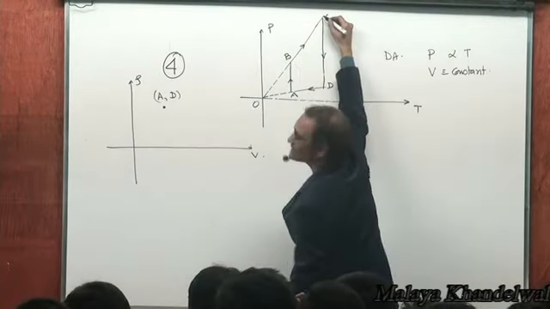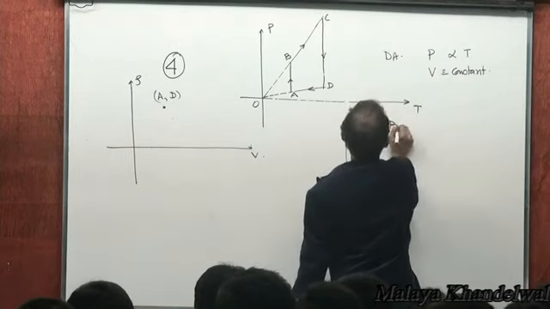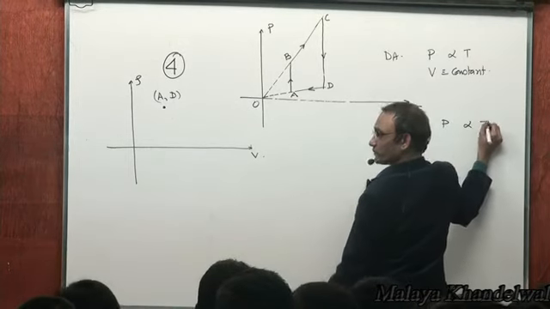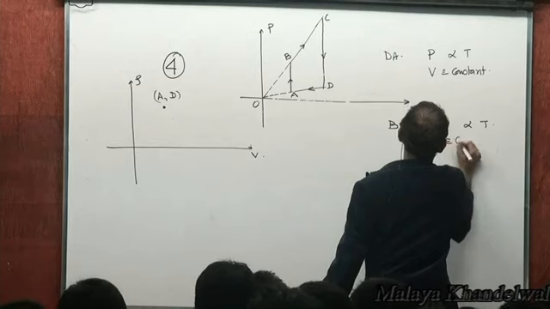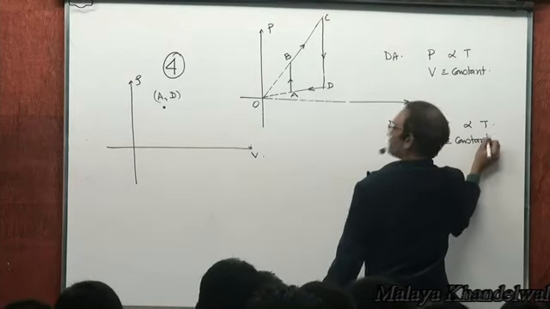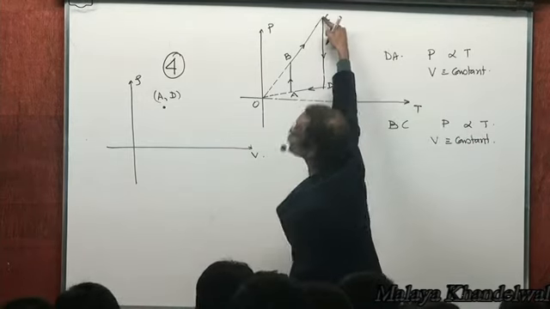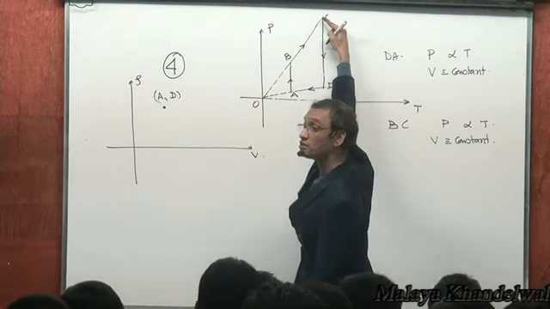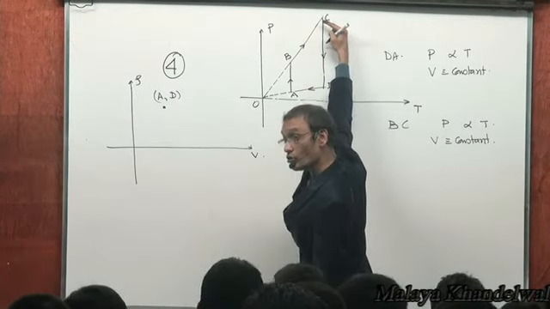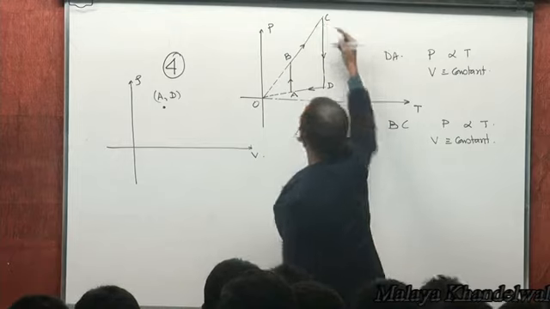Similarly, B and C. See, BC is also P proportional to T, so V is constant. When you go from B to C, volume remains constant. So B and C must be at the same rho and same volume, right?